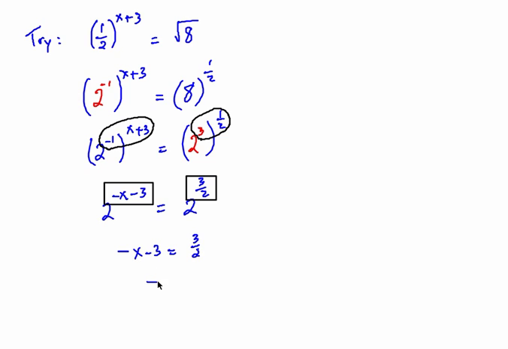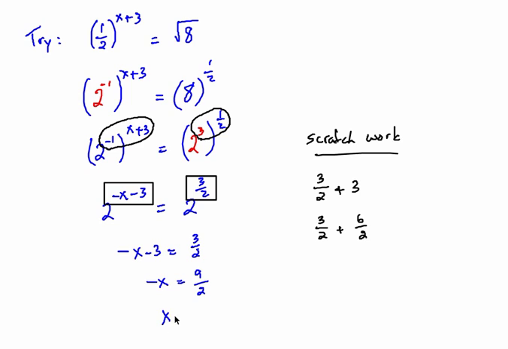If you add 3 to both sides, over here, I'll do this scratch work. So I've got to do 3 over 2 plus 3. So this is 3 over 2 plus 6 over 2, getting my common denominators. And then you add your numerators. So this should be 9 over 2. So therefore x equals negative 9 halves. Okay. So hopefully you found success on this sample problem. If not, you can replay the videos and get some more practice.